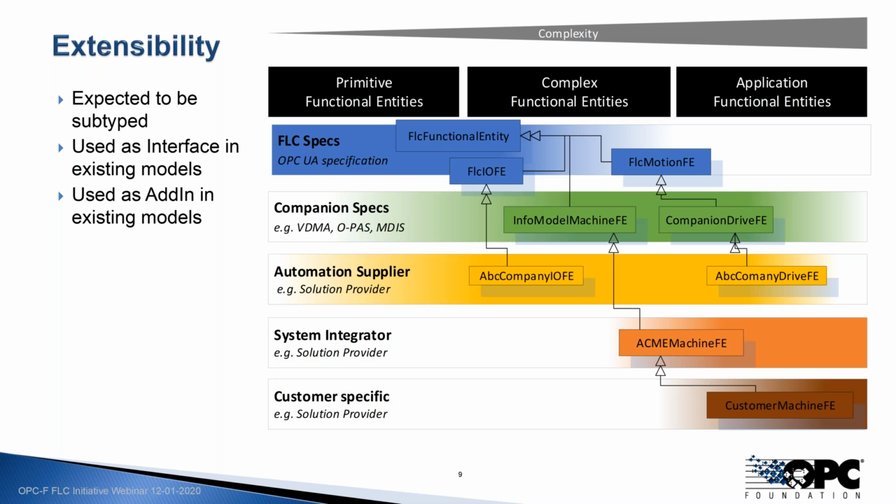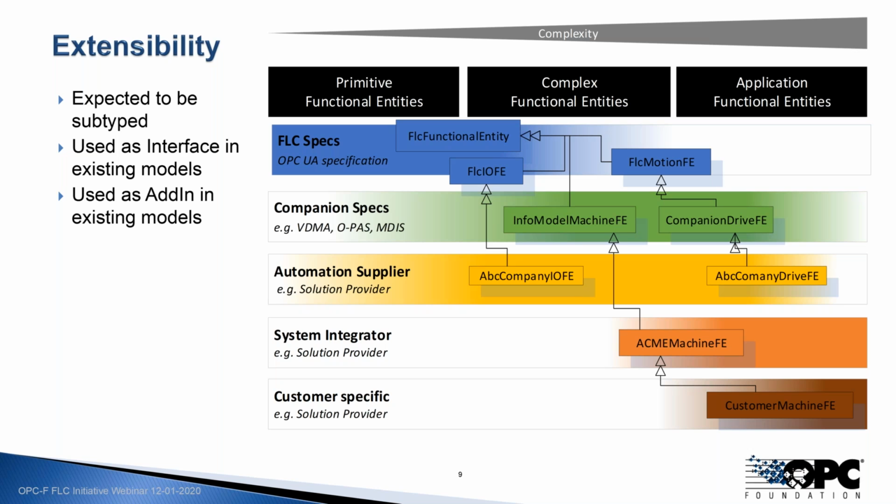Maybe an automation supplier has a specific model they want to do for what their device is. They're providing a temperature sensor, and they have a model for that temperature sensor. Systems integrators can further extend functional entities, as in they can define their applications as functional entities. And lastly, of course, customers can have solutions too. All of this is valid.